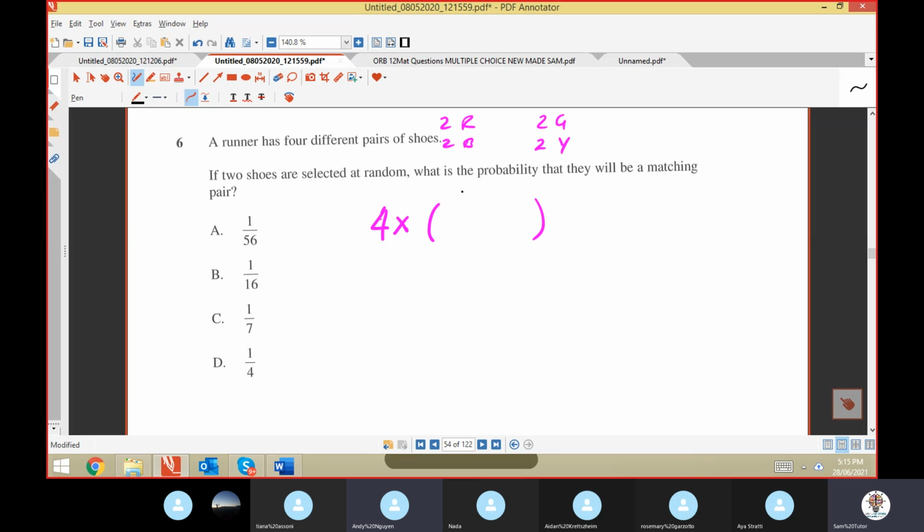Isn't it just 1 in 7? Is that what you said? Yeah. What's your reason? You pick 1 shoe, then there's 7 left, so you have a 1 in 7 chance of being a matching pair.